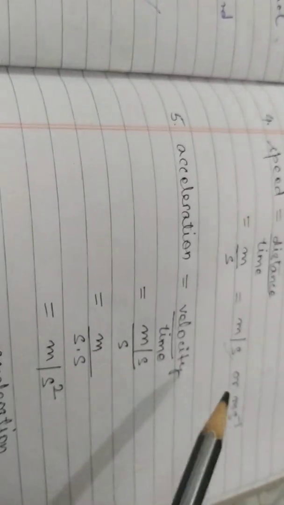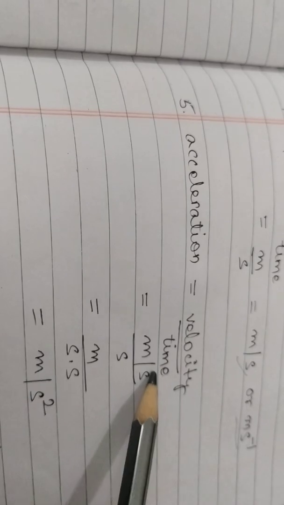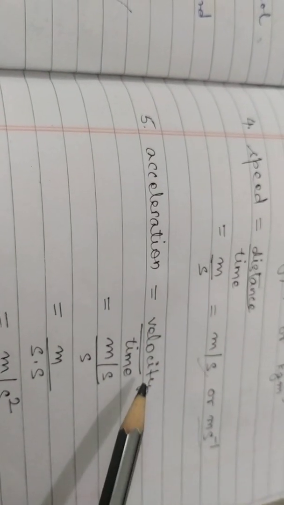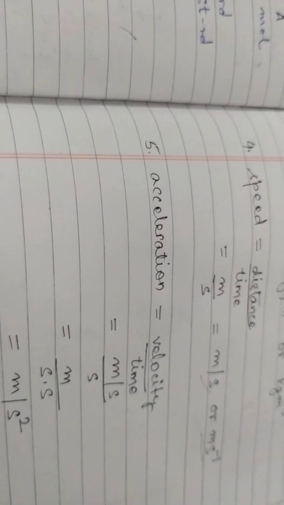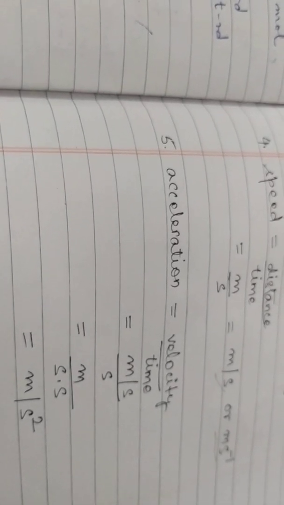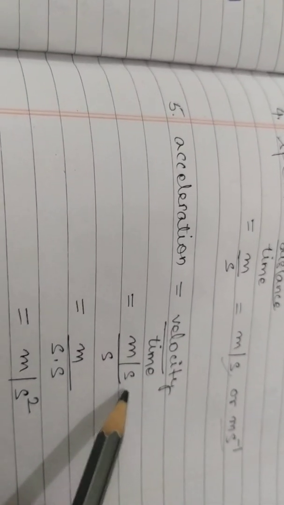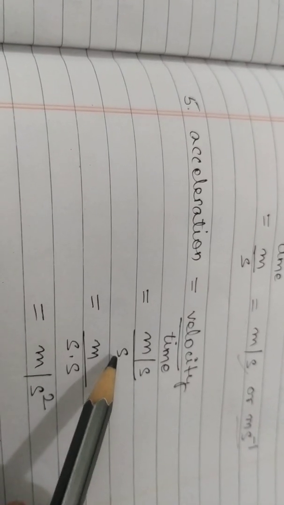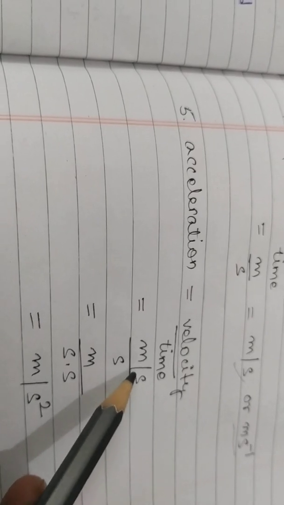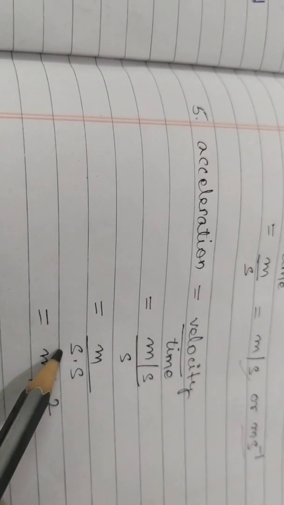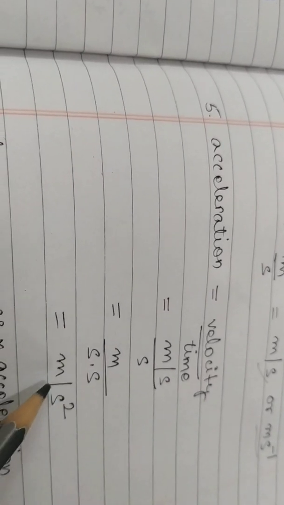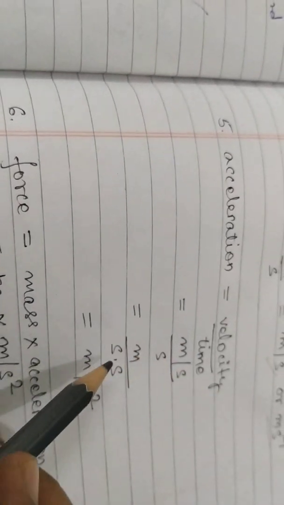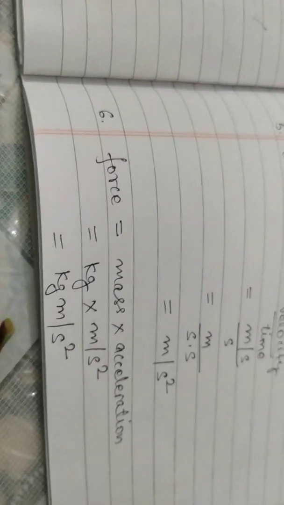Okay, so acceleration is equal to velocity upon time. Unit of velocity we have just derived. Unit of velocity is same as the unit of speed, so unit of velocity meter per second, divided by unit of time second. So you can write meter per second as meter upon second into second. This gives us meter per second square. Okay, dot can be used in place of multiplication.